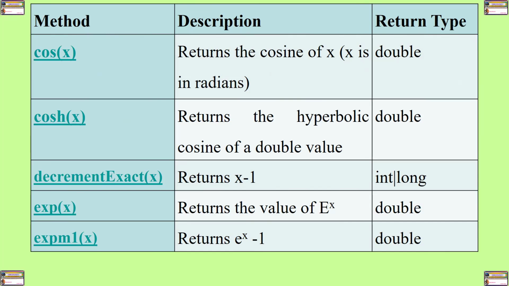Exp, that is the exponential of a variable. If you pass a value, for example value x, to the exponential method, it will return the exponential portion of the value, which is e raised to power x. So the type of value it will return is of type double. We have expm1. If you pass a value to it, for example value x, it will return e raised to x subtracted by 1. And the value type that it will return is of type double.